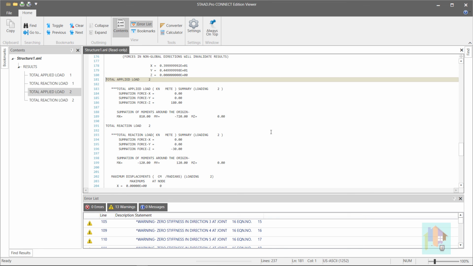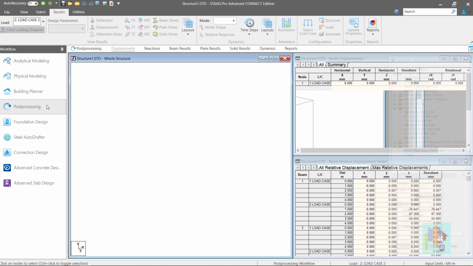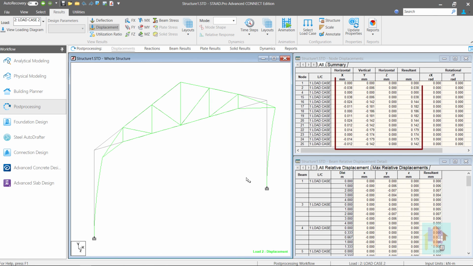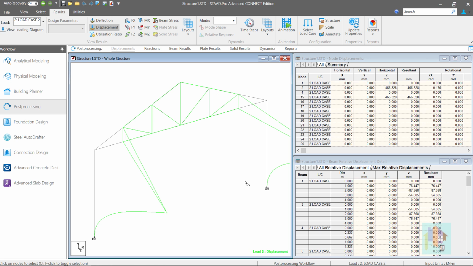And not only is there a difference in reaction values, but there is also some other significant effect on the structural behavior due to this zero stiffness condition, that is large deflection. We know for load case 1, the warnings are harmless. Applied load and reaction values match. Check the deflection for load case 1. All 6 displacement components are within allowable limit, right? Next, check the deflection values for load case 2. 466 mm deflection is reported in the Z direction.